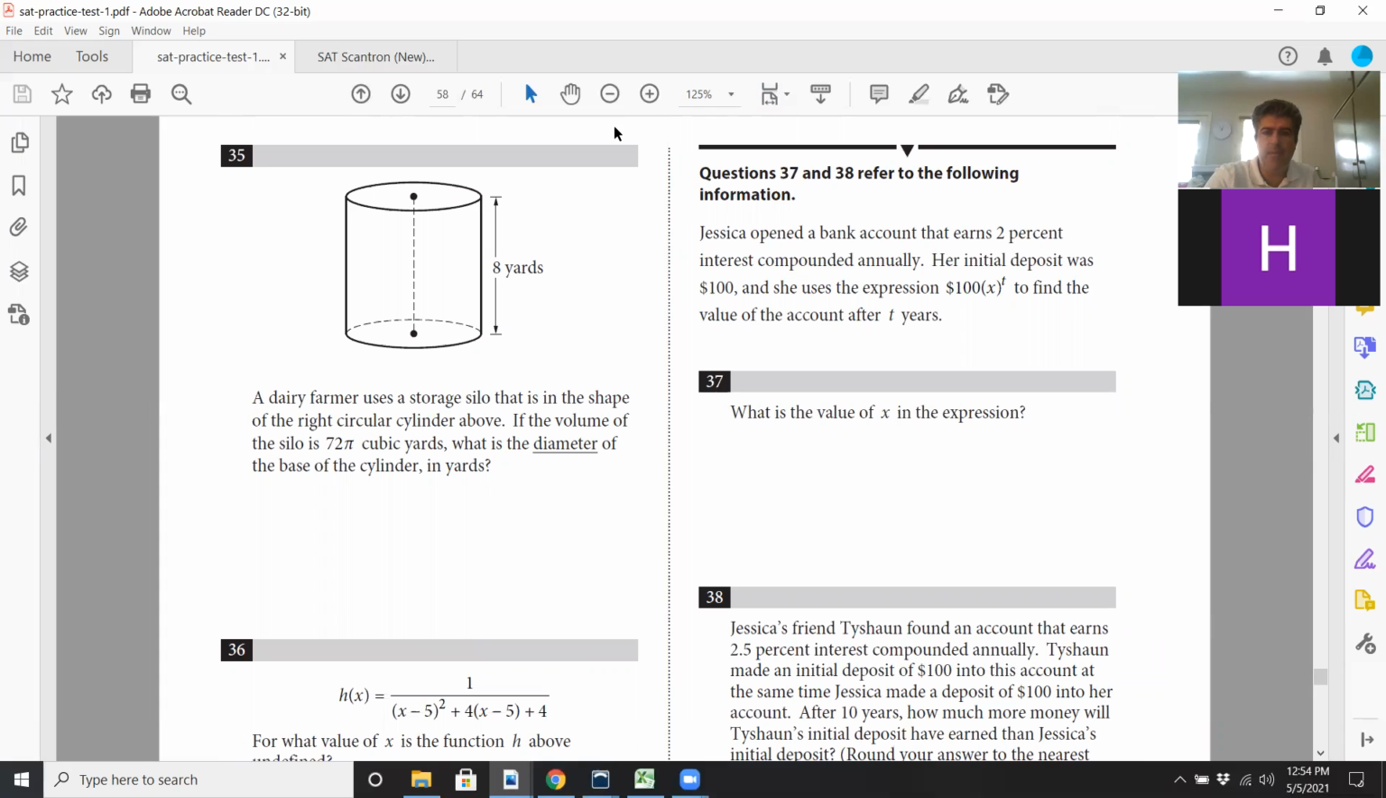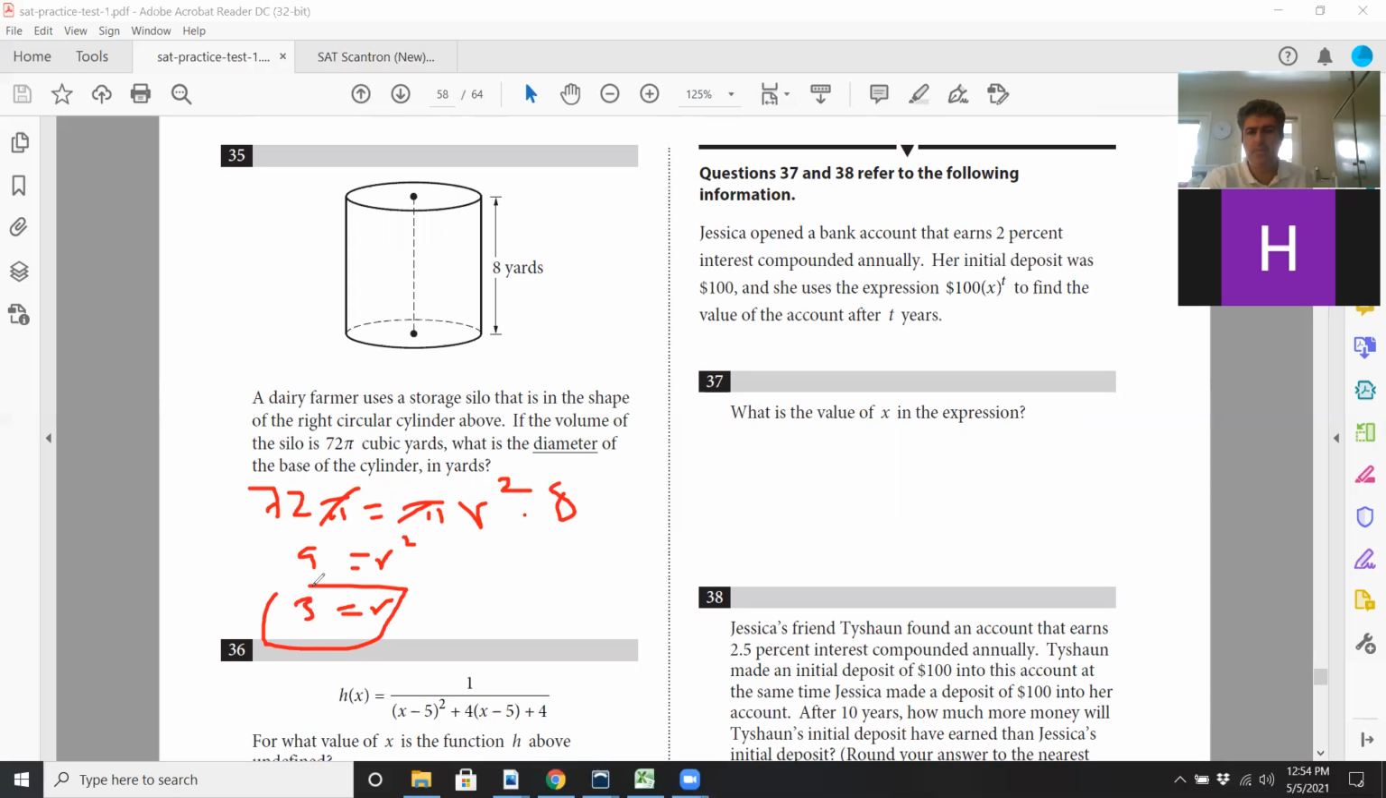Okay. We already have the height. So solve for the radius. Pi's cancel, r squared is 9, r is 3. So, oh, hold on. But they want the diameter. So it's underlined for a good reason, so it's 6. Yeah, you've got to watch out for that.